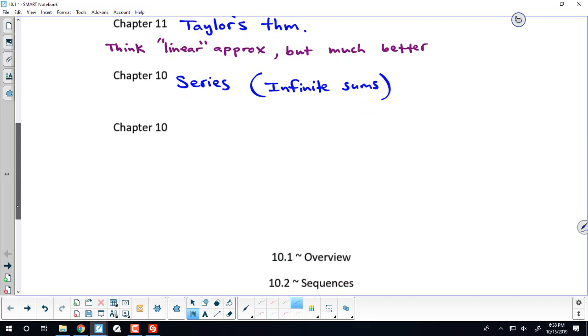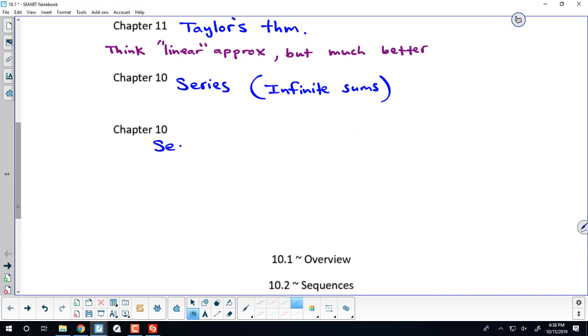And before we do all of that, we look at sequences. We'll just think about sequences as a list of numbers. We're not doing anything to the numbers other than just listing them. So that's the overview of chapter 10 and 11. Chapter 10 and 11 are closely related.